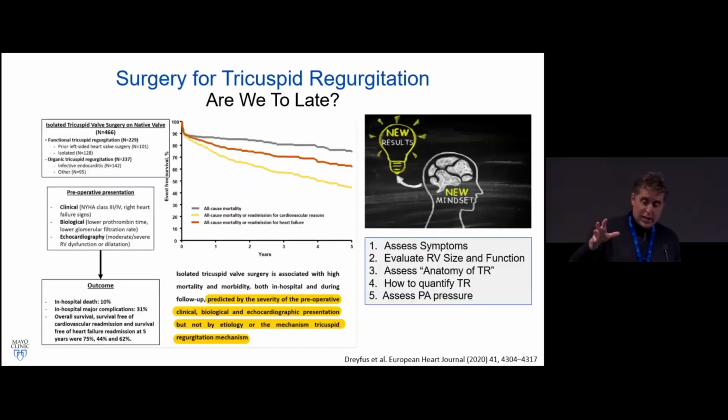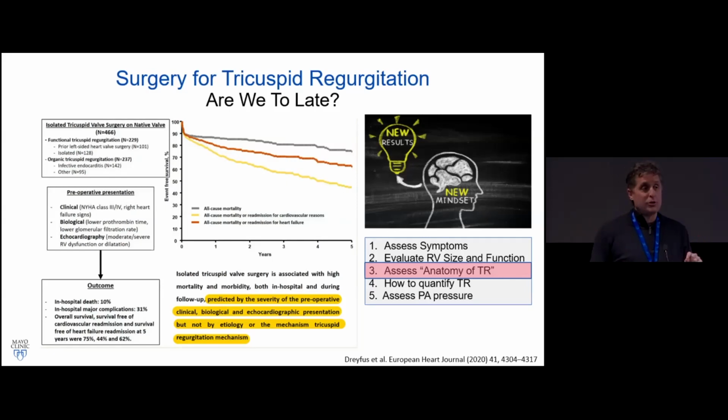So if we're going to change our mindset and think of new results, I really think we need to address all 5 of these. We need to assess symptoms. How do we evaluate RV size and function? How do we assess the anatomy of tricuspid regurgitation, quantify the degree of TR, and assess PA pressure? And in fact, each one of those 5 things we could spend an entire 20 or 30 minutes on. But what I wanted to do in the last few minutes that we have is really to look at how we assess the anatomy of TR.